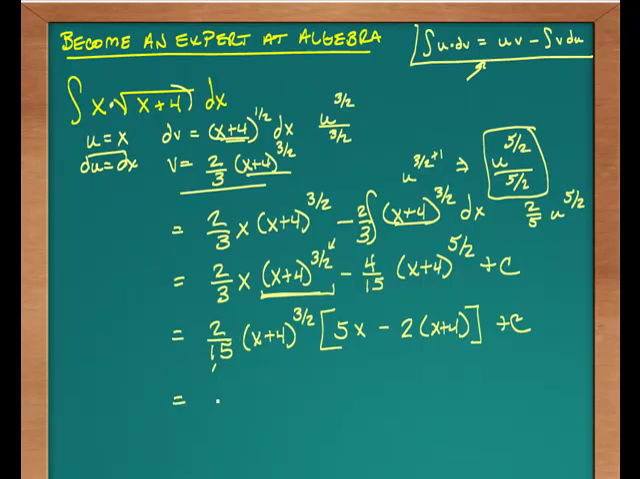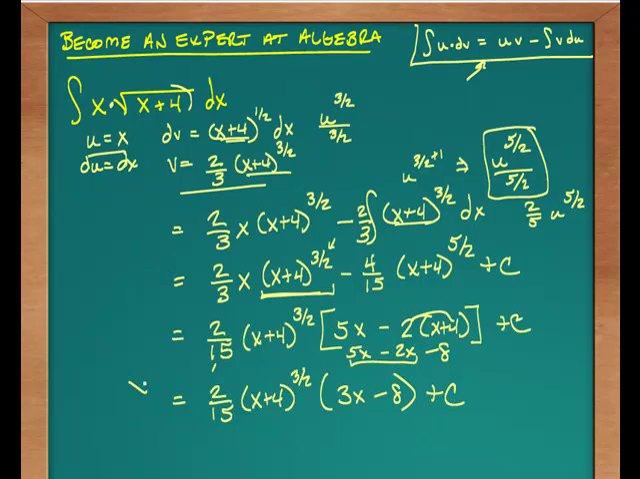So here we have equals 2 over 15 times (x plus 4) to the 3 halves, and then we have a factor here of 5x, and we had minus 2 times x is minus 2x, and a minus 2 times 4 is a minus 8. 5x's minus 2x's is 3x's, and a minus 8. And now you have completely simplified and factored your answer.